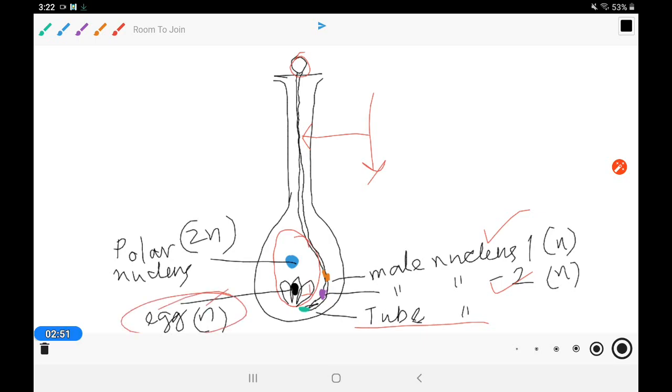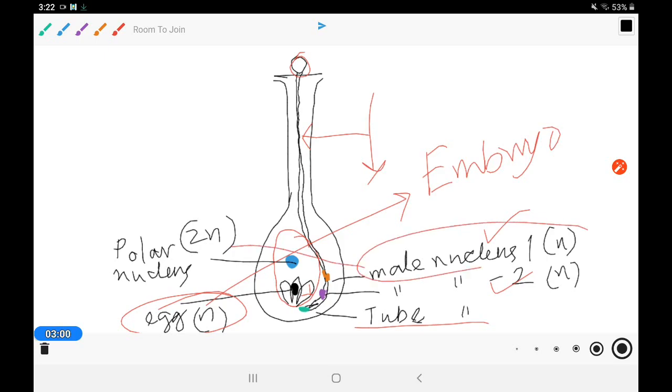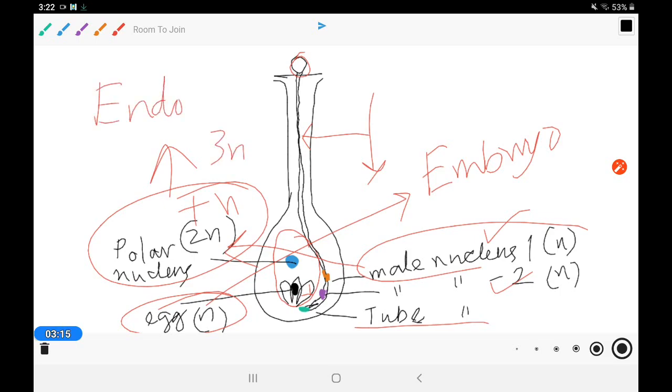So the egg turns into the embryo, and the other male nucleus fertilizes the polar nucleus, and the polar nucleus and the male nucleus turn into 3N, which is the endosperm. Endosperm is the food of the embryo. So this is the basic. I think everybody should know.